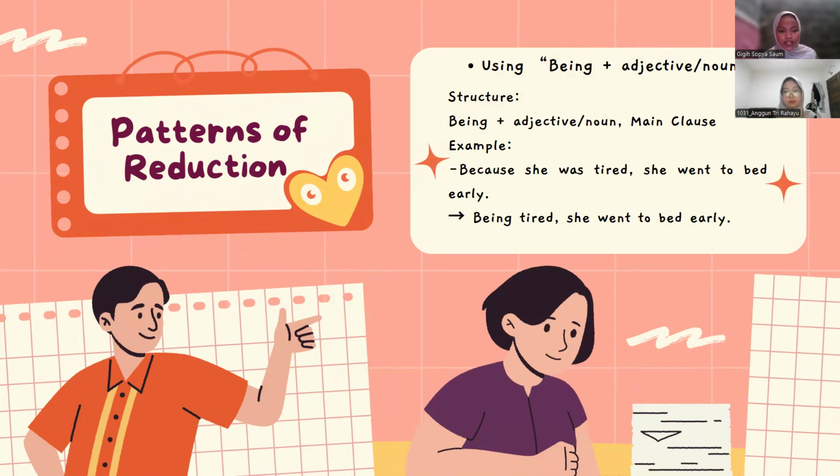The clause "was tired" is be plus adjective. It can be reduced to being tired. The subject she is the same. The word because can be removed if the sentence remains clear. So the sentence will be: "Being tired, she went to bed early."